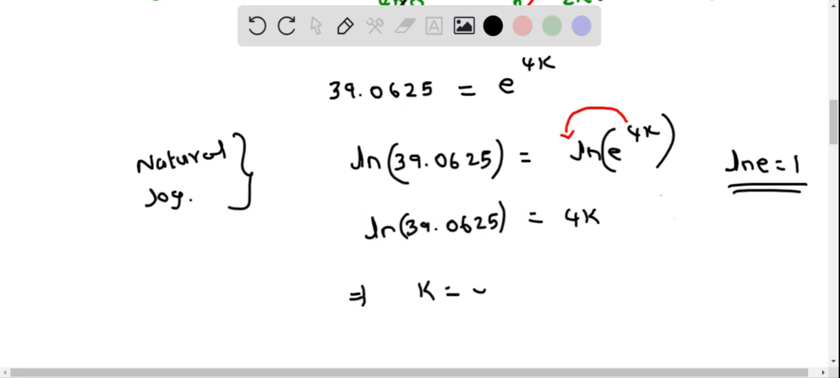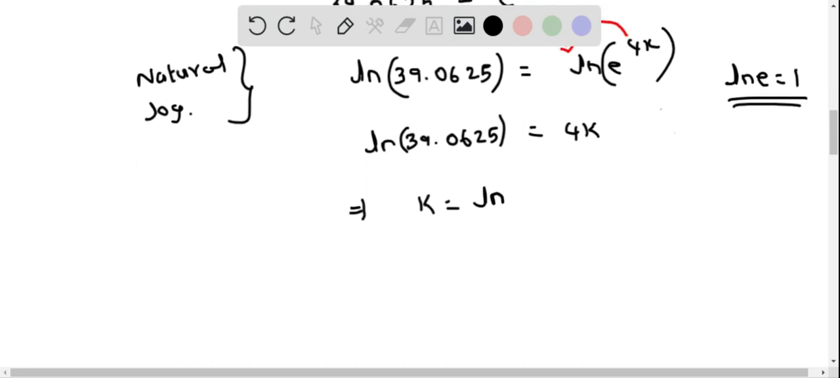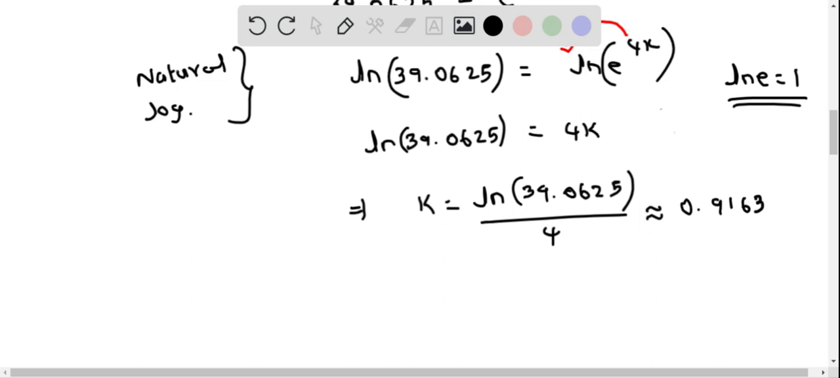So k equals the natural logarithm of 39.0625 over 4, which we can plug into the calculator. When we do that, we get the approximate value of k equal to 0.9163. I have rounded this to 4 decimal places. So we say that k is approximately equal to 0.9163.